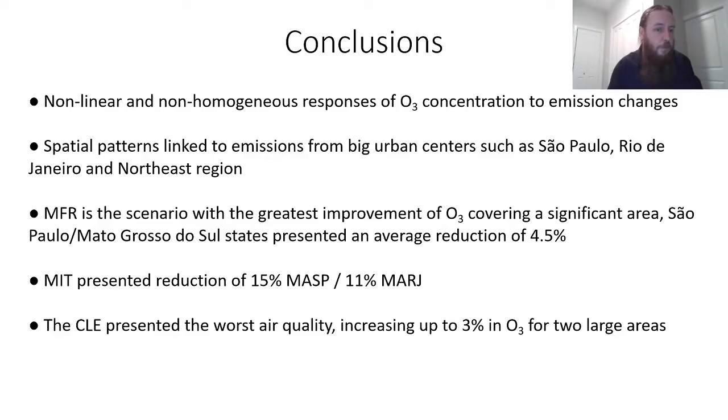São Paulo and Mato Grosso do Sul states present an average reduction of 4.5%. The mitigation scenario presented a better reduction on the metropolitan areas of São Paulo and Rio de Janeiro, 15% and 11%. And the current legislation is the worst air quality scenario, with an increase up to 3% of ozone with two large areas. So it's significant.